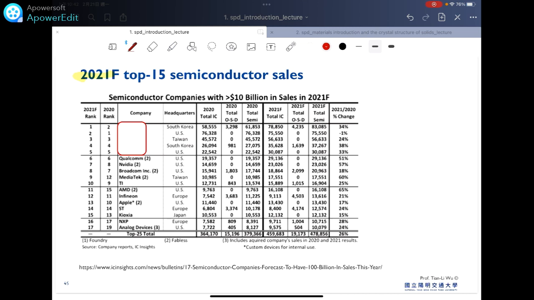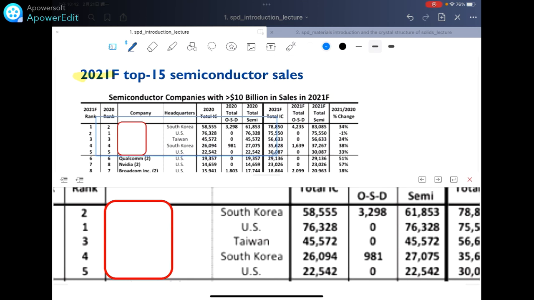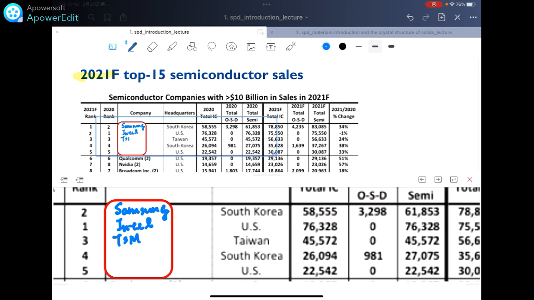So in 2021, the first one is Samsung, and in the last year it was second. The second one is Intel. You can see that Intel is starting to feel the pressure, because Intel was considered the leading giant in the semiconductor industry. But now they are starting to face problems because their technology started to lag behind, and they don't have a very clear strategy about which part of the business they want to be involved in. The third one is TSMC.